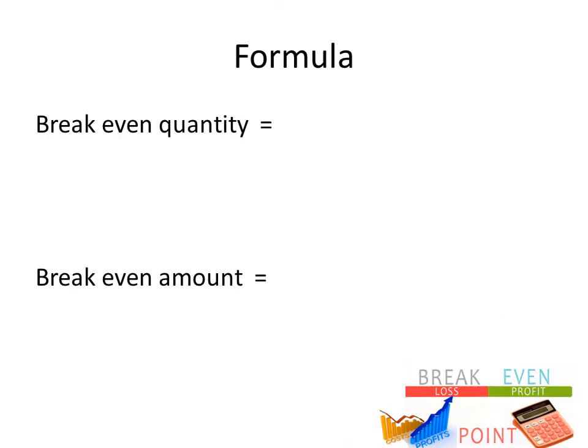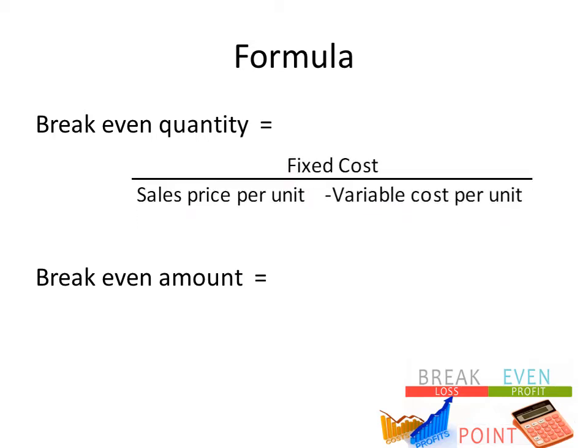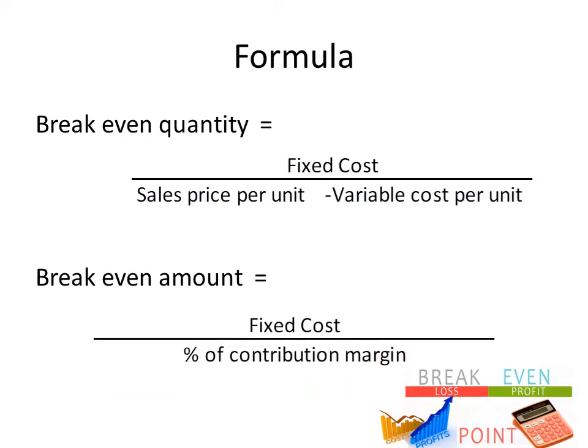Okay? So here's our computation. For the break-even quantity, we have fixed cost divided by sales price per unit less variable cost per unit, or in some books, what we call the contribution margin per unit. For the amount, we have fixed cost divided by the percentage of contribution margin.